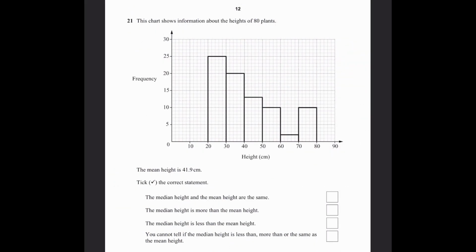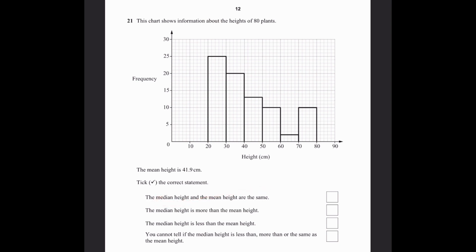Question 21. This chart shows information about the heights of 80 plants. The mean height is 41.9 centimeters. Take the correct statement. The median height and the mean height are the same. Well, the median height and the mean height could be the same, but then we cannot find out exactly. Why? It's because these are given in terms of class. 20 to 30, 30 to 40, 40 to 50, 50 to 60, 60 to 70, 70 to 80. So we don't know exactly what height they are. Right? We only know the range of heights for each frequency. So we cannot say these are the same.